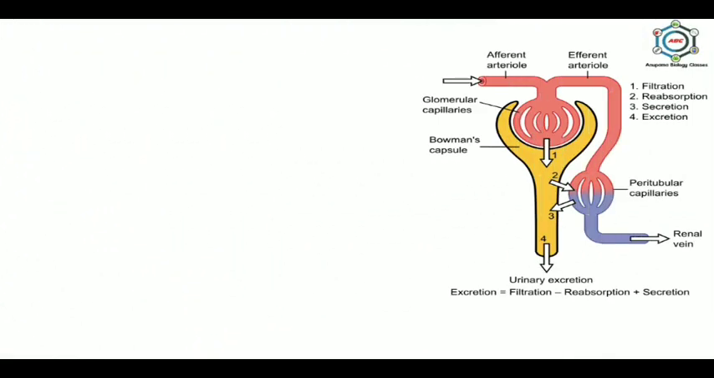Now this is the structure. In this structure you can see the afferent arteriole and efferent arteriole, and the 1, 2, 3, 4, these are the processes. First one is the filtration from the Bowman's capsule to the PCT. After that the reabsorption in the PCT, DCT, collecting tubule and collecting duct, and the Henle's loop also. After that the secretion, and the last is the excretion.